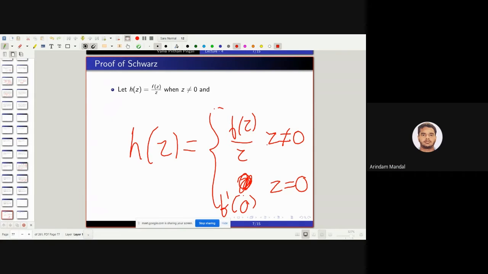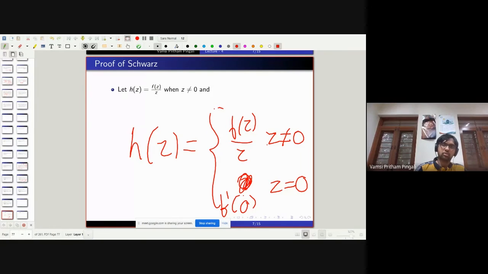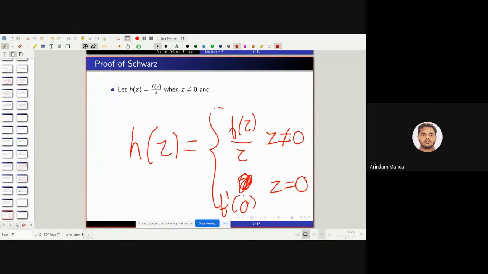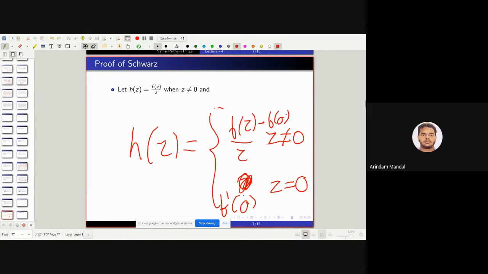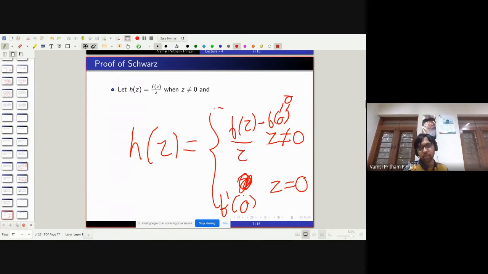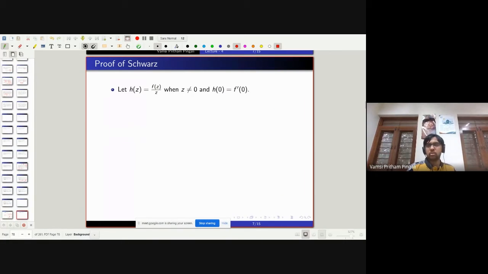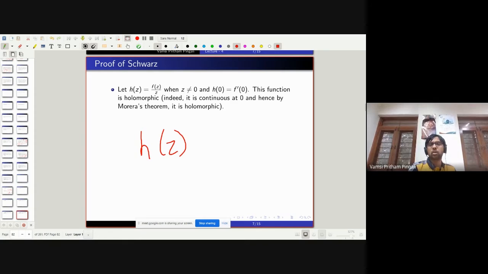Sir, if we take the limit as z tends to 0 of h of z, that will give me f dash 0. Yeah, because f of 0 is 0. Right. Okay. So this function is holomorphic. I mean, you don't need to use anything fancy. So how do you prove that h of z is holomorphic?